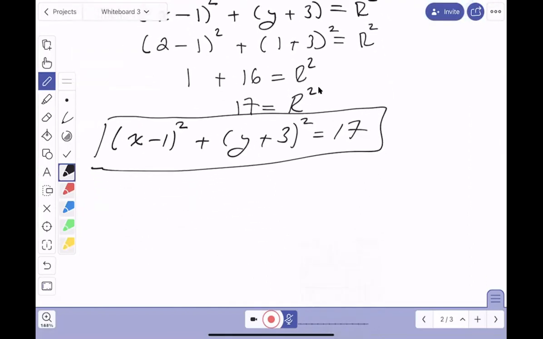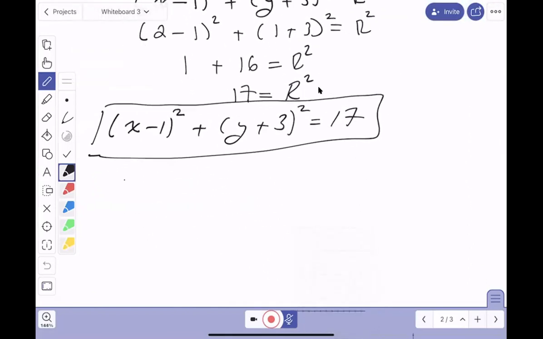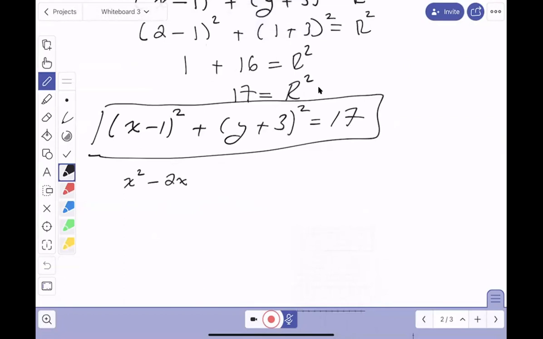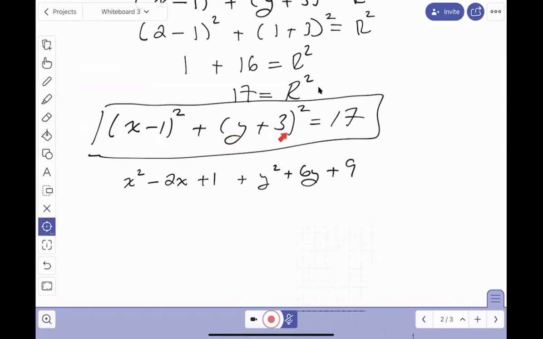And what do you get over there? You get x squared... whoops, I made a mistake. I'm not thinking. x squared minus 2x plus 1. What did I just do? I squared that. Now we're going to square this guy. Plus y squared plus 6y plus 9. I squared this guy. Now what do you get? Equals 17.